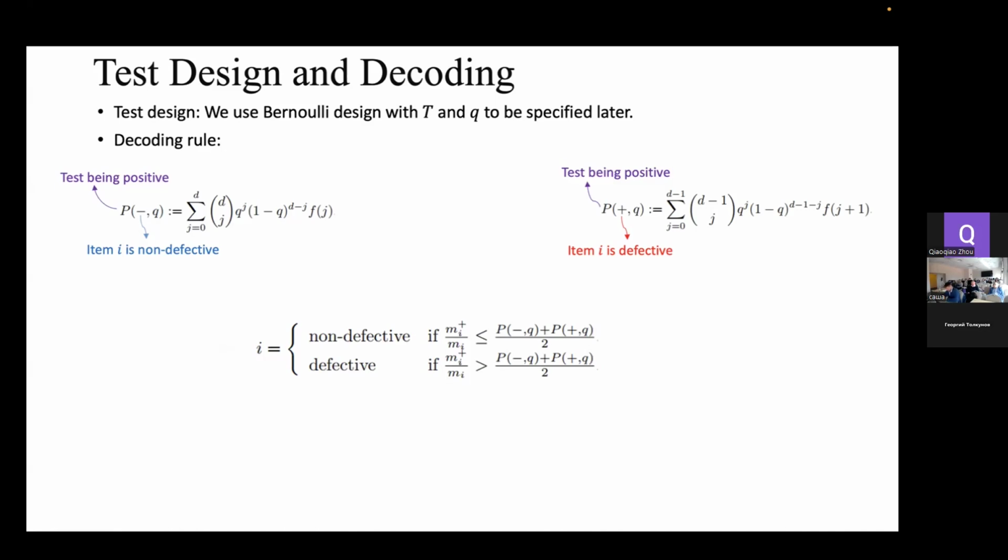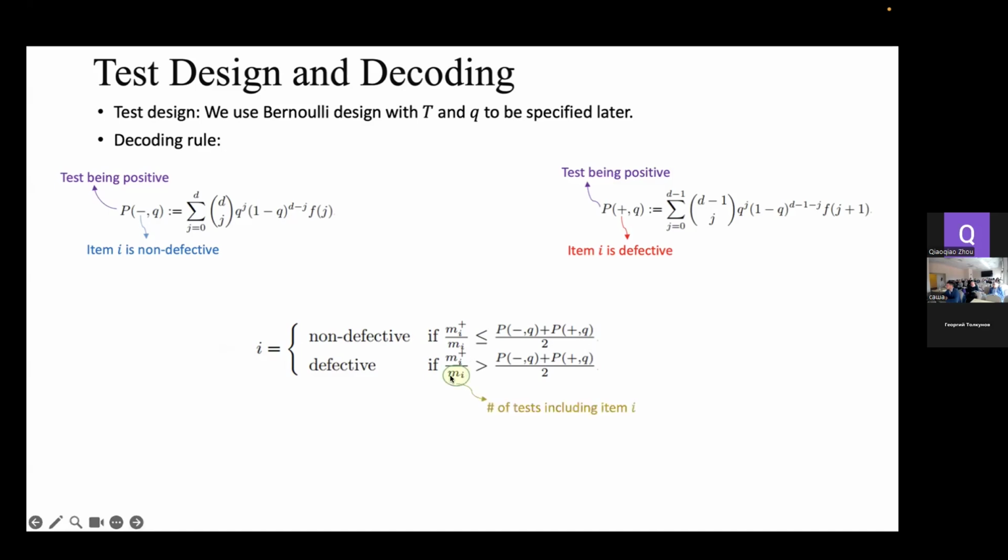So let me continue. So these are two parameters. Then after we have participated in a large number of tests, how can we classify item i to be defective or non-defective?